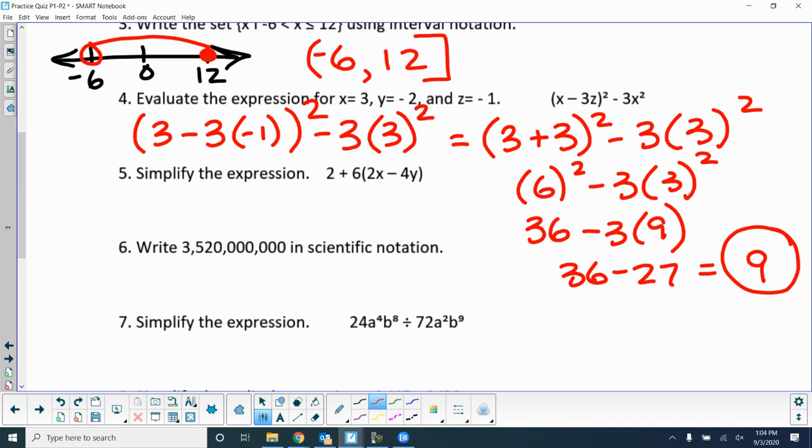Questions on that? So follow your order of operations for that. Number 5 is simplify.